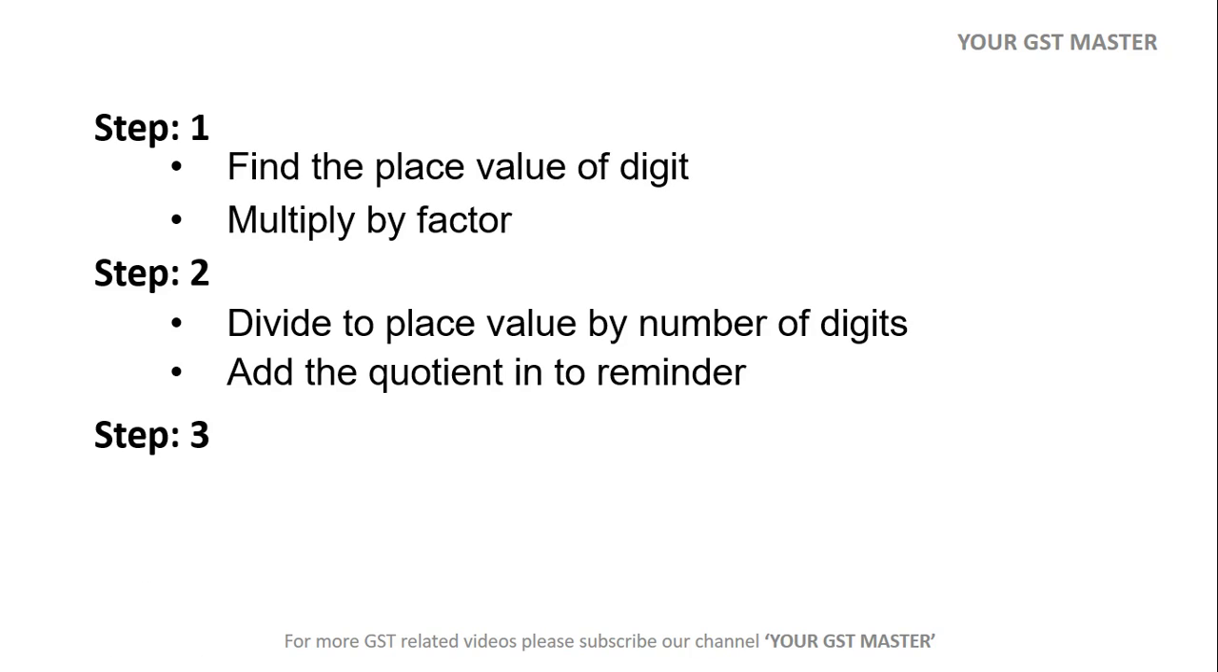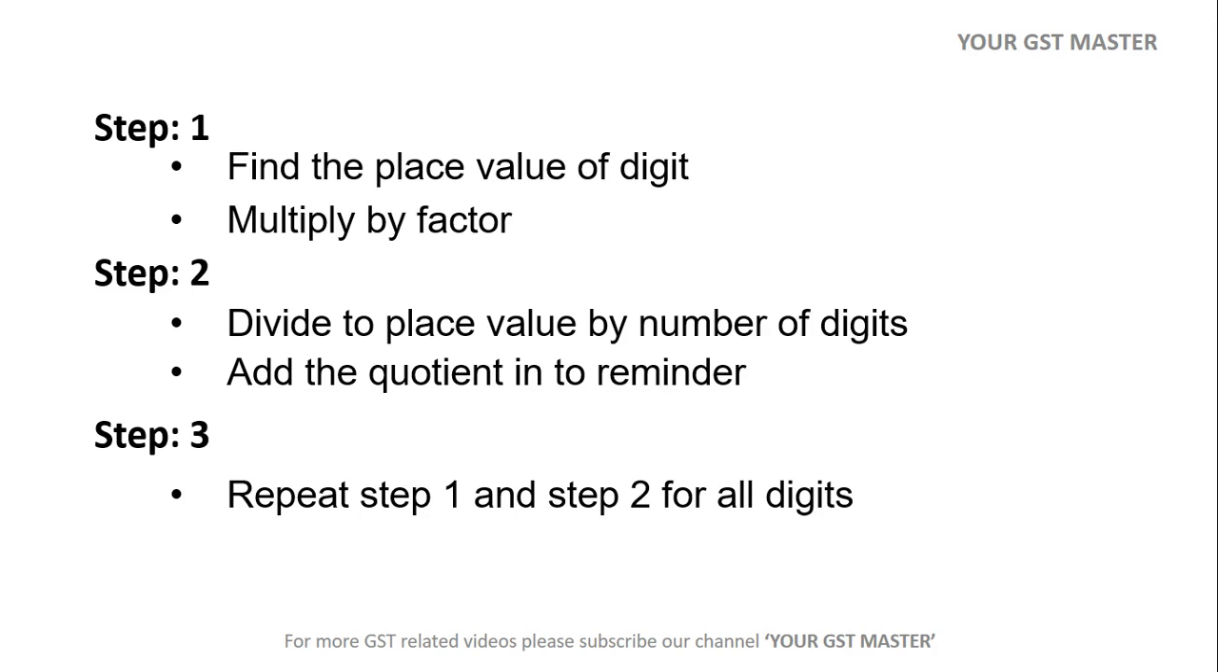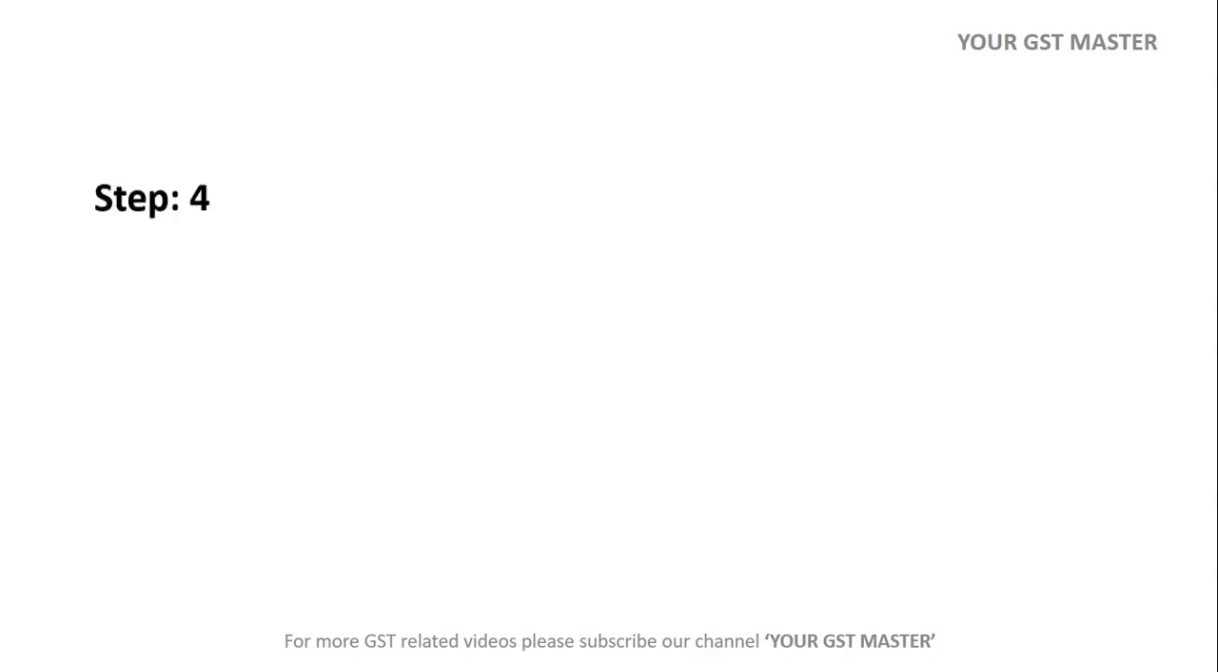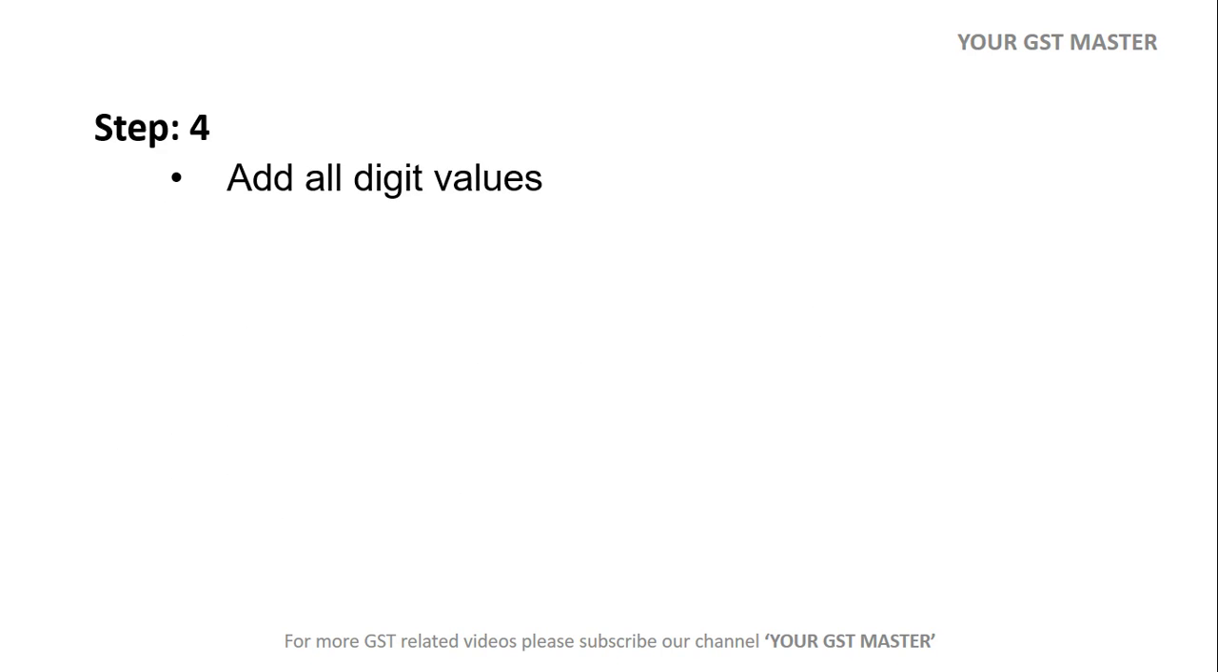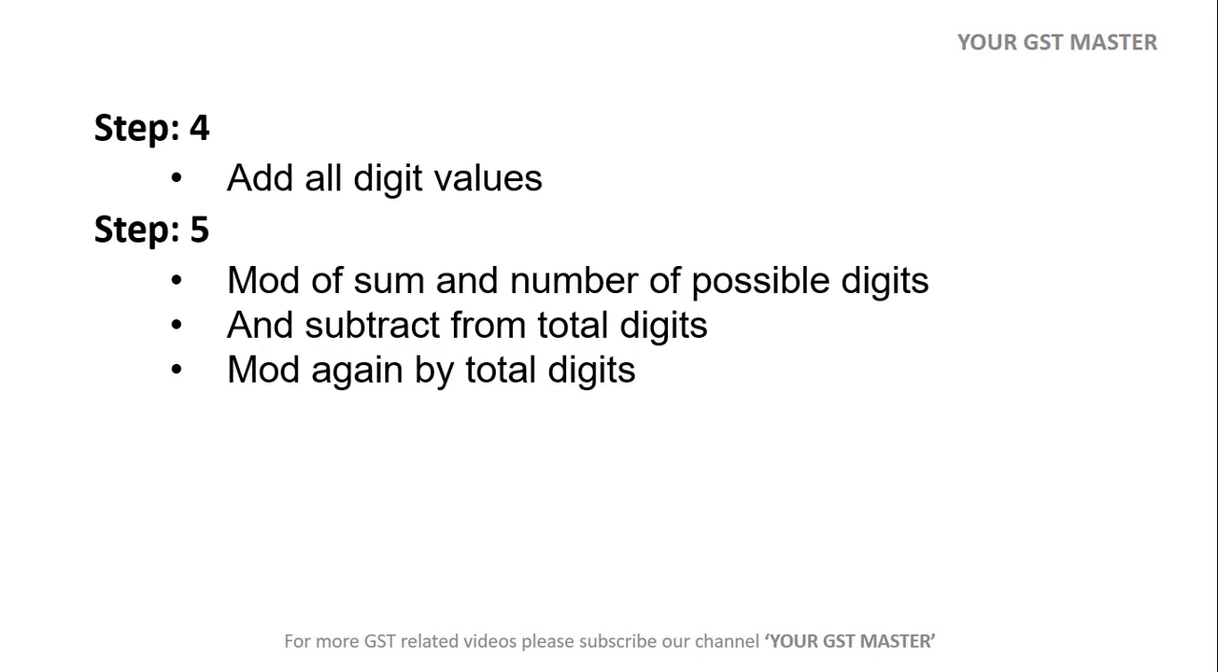Step 3. Repeat step 1 and step 2 for all digits in the GSTN. Step 4. Add all digit values which are calculated in step 3. Step 5. Mod of sum and number of possible digits, and subtract it from total digits. Mod again by the total digits.